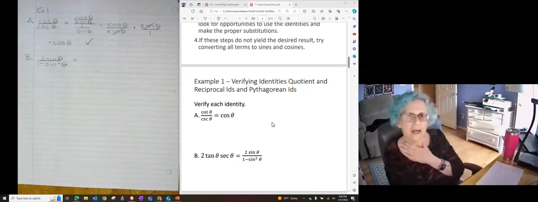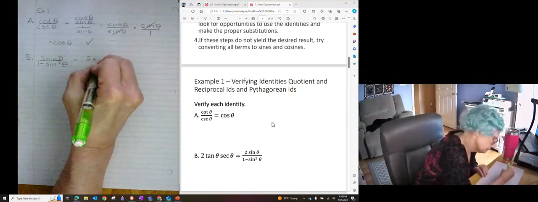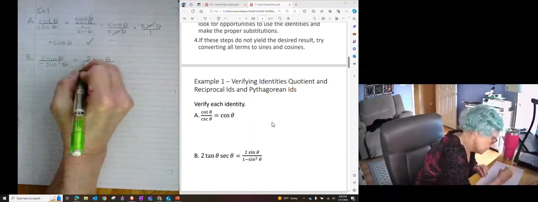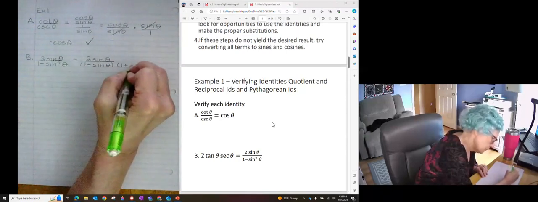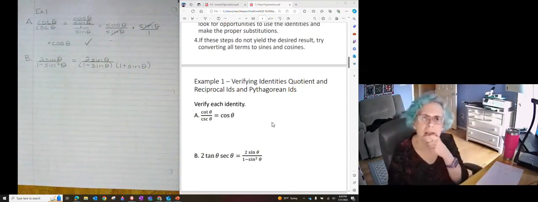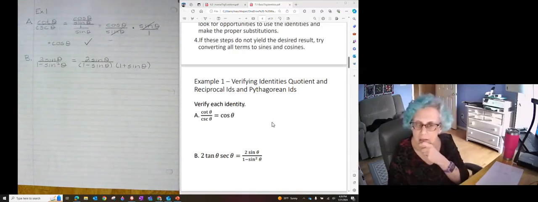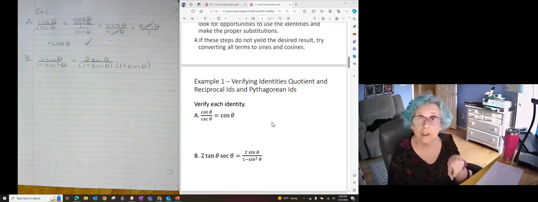Now I look at that and I see 2 sine theta living on top of 1 minus sine theta times 1 plus sine theta. And I look at that and I think, well, is that going to get me where I want to go? And I realize that it is not, because I need to end up with something that has tangents and secants in it. And in order to have tangents and secants, I'm going to need to introduce some cosines. So I'm going to try something else.